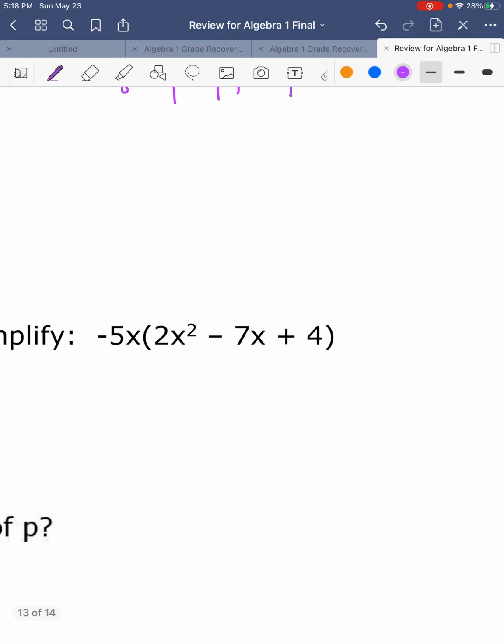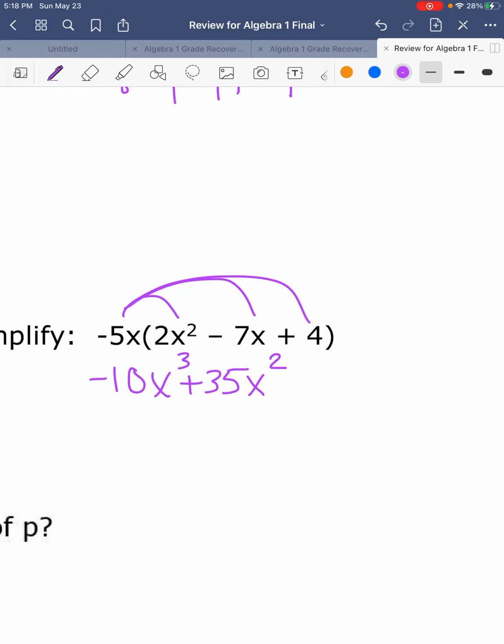Now for this one, we're going to be doing the same thing, but we have to distribute negative 5x. So first off, we have negative 5x times 2x squared. Negative 5 times 2 is negative 10. X times x squared is x to the third. Negative 5x times negative 7x, so negative 5 times negative 7 is positive 35. X times x is x squared. And last, I have negative 5 times 4 is negative 20x. So that would be our answer.